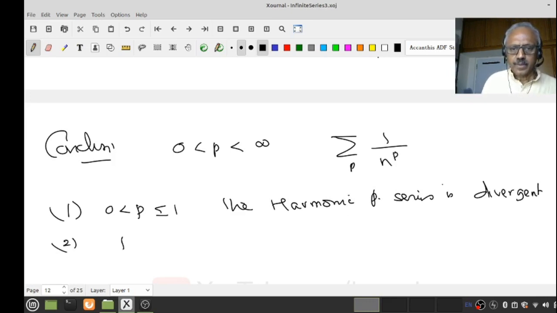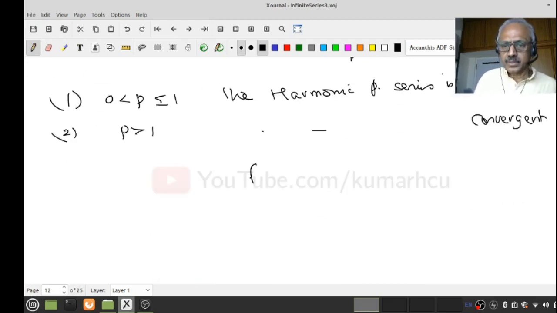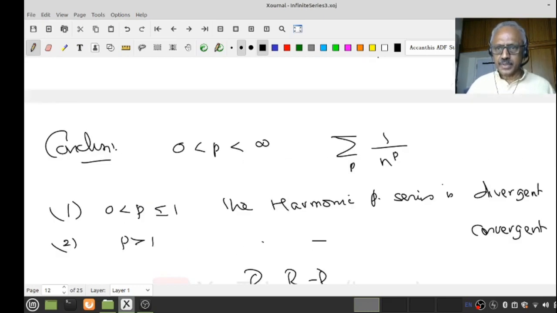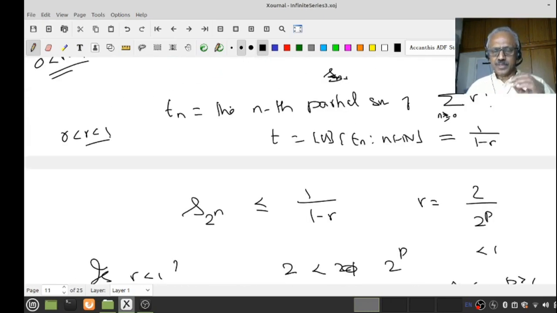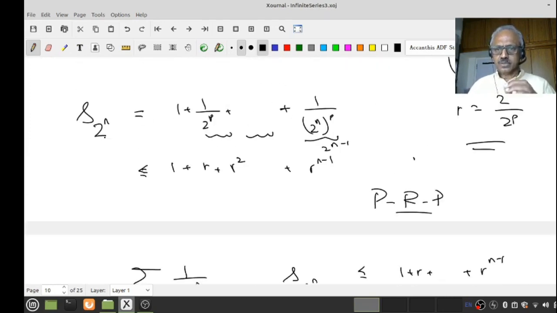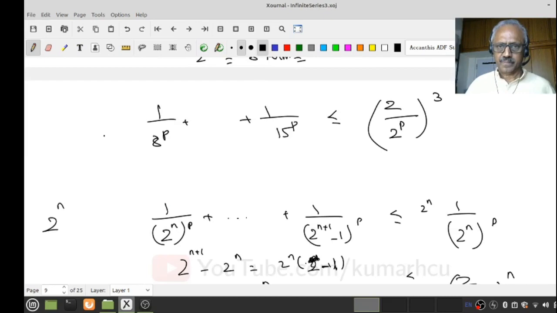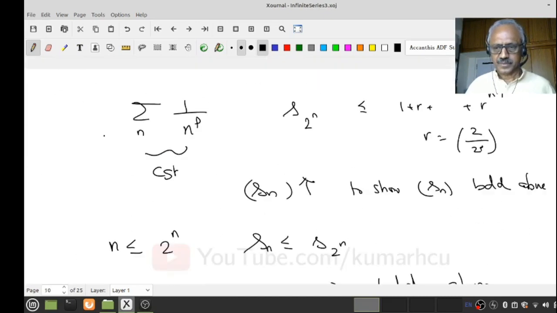And 2, if p is greater than 1, the harmonic P-series is convergent. Okay, go through the thing, pause, review, proceed. I just went through slowly because this kind of estimate, if you want to master analysis, this kind of easy estimate you should learn to work with.